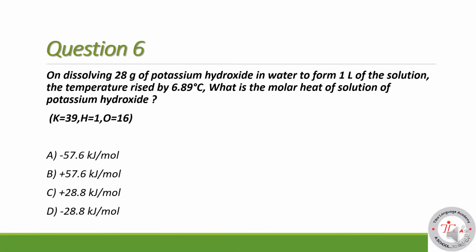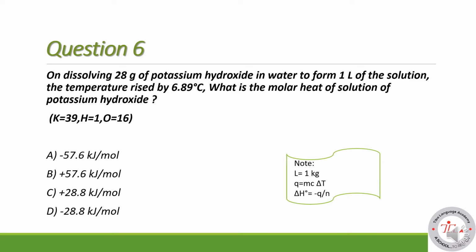Question 6. On dissolving 28 grams of potassium hydroxide, KOH, in water to form 1 liter of the solution, the temperature rose by 6.89 Celsius. What is the molar heat of solution of potassium hydroxide? We need delta H. Okay, at first we need to get Q. Q equals mc delta T.